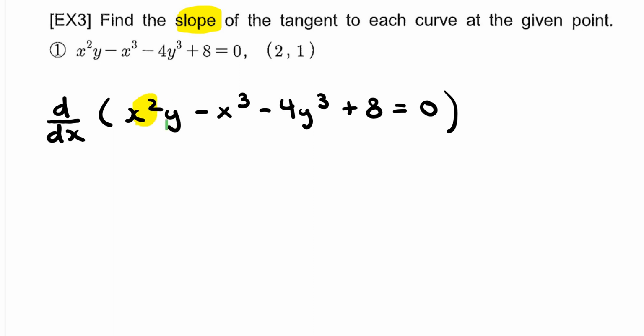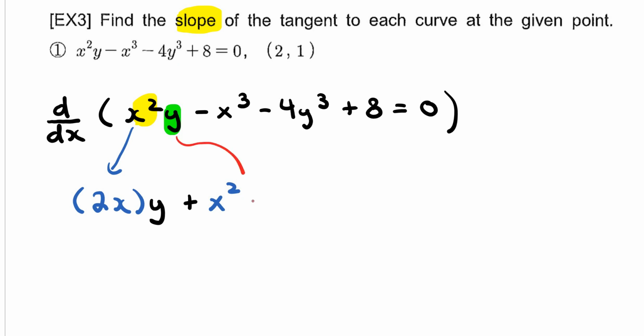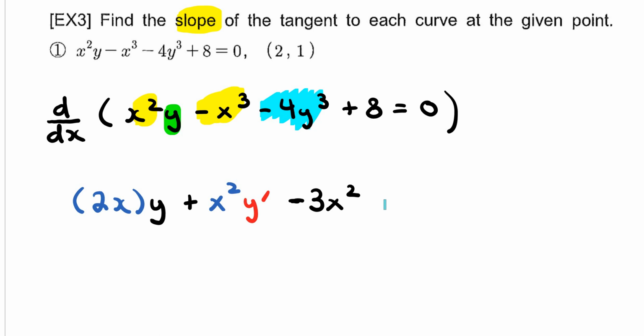And right from the get-go, I see that we need to apply the product rule here. So the derivative of x squared is going to be 2x. And then we times that by y plus x squared. And then the derivative of y is going to be y prime. All right, so that's our first derivative right there for the product rule. And then we take the derivative of negative x cubed, which is going to be negative 3x squared. And then we take the derivative of negative 4y cubed, which is going to be negative 12y squared. And then we times that by y prime. And then the derivative of 8 is going to be 0. And then we just make this equal to 0 at the very end there.